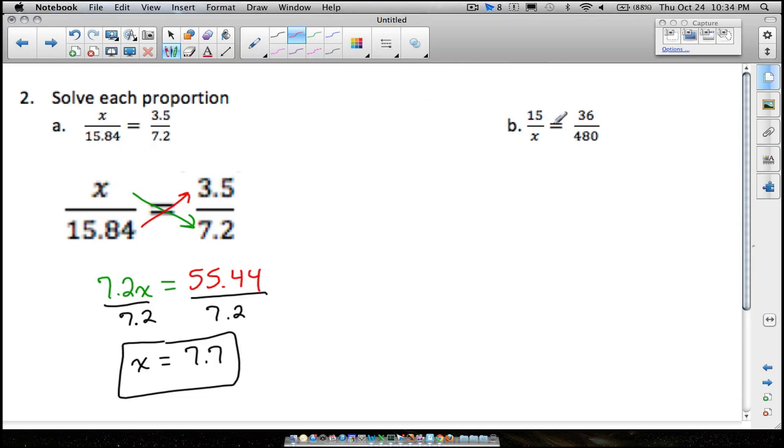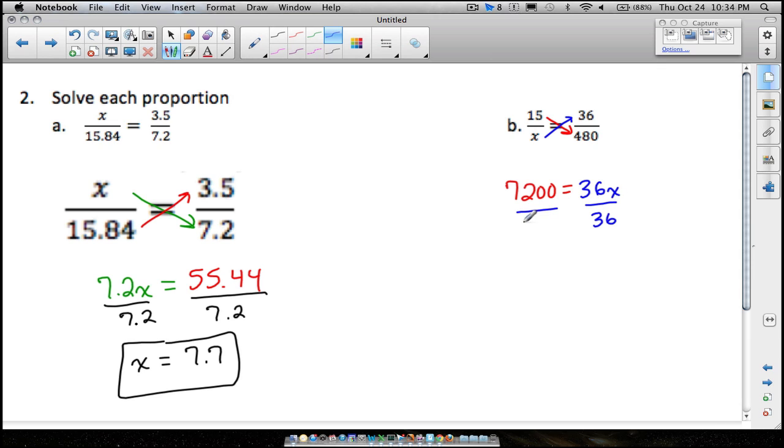Let's cross multiply. 15 times 480. Don't waste time trying to do that with pencil and paper. I don't think we quite have enough time to do all that on the module exam. But cross multiplying here, we do get 7,200. This is equal to your other cross product. X times 36 is 36x.